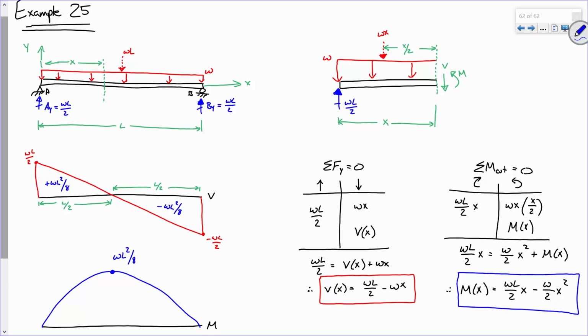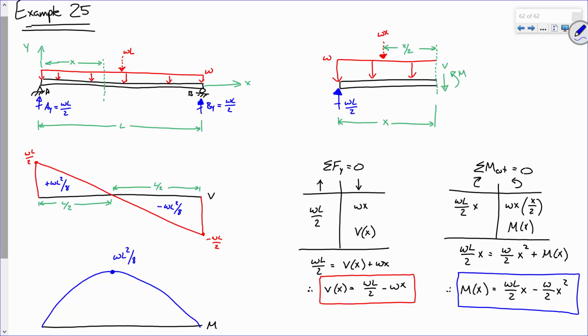So far, so good? Now, let's dissect these a little bit. First off, let's look at that shear equation by itself, the one in red. What is that the equation of? Looks to me like the equation of the line. Y equals mx plus b. What is our y-intercept in that line?